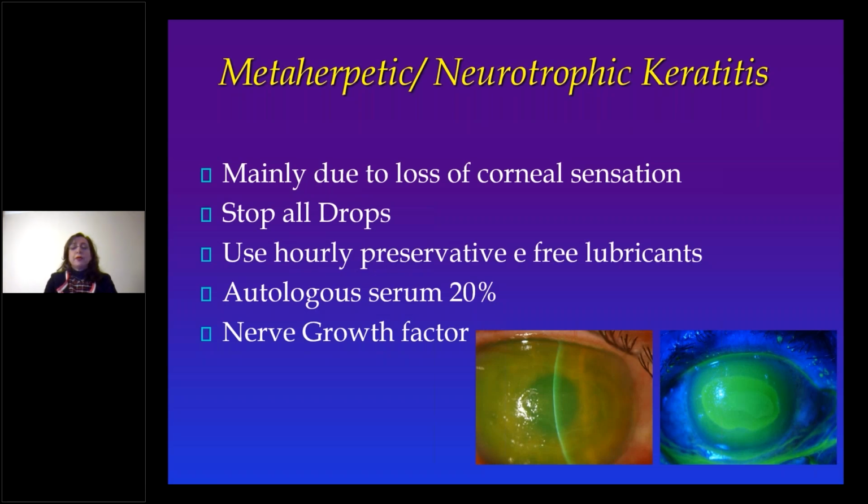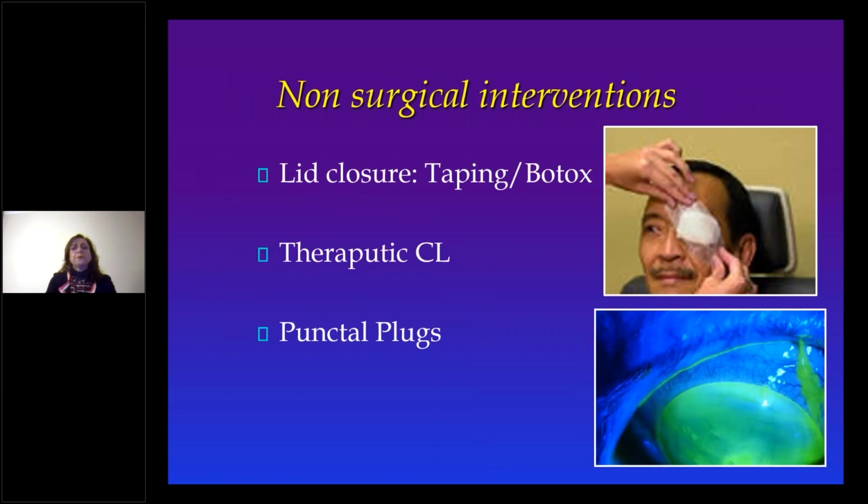And if that doesn't work by itself, you can add autologous serum. We usually make it in a 20% concentration. And there are quite expensive new topical drops such as nerve growth factors, which can help heal these neurotrophic ulcers.